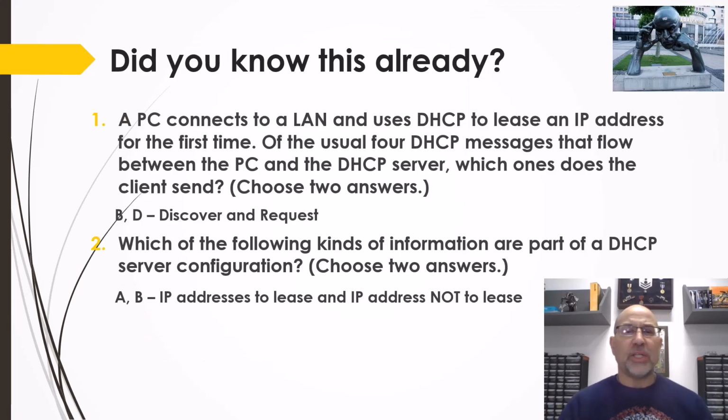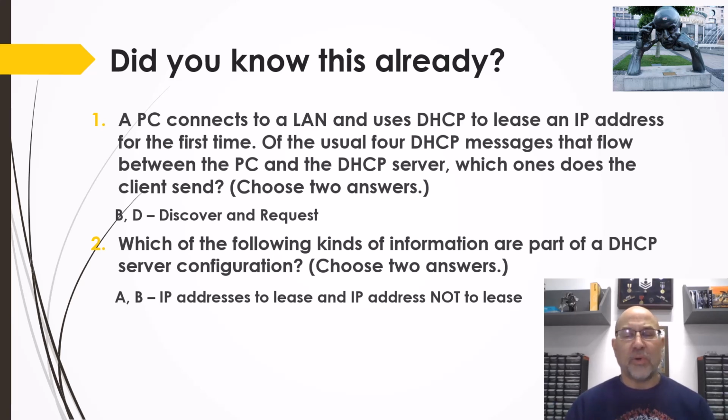All right, our Do I Know This Already quiz. Question number 1. A PC connects to a LAN and uses DHCP to lease an address for the first time. Of the usual 4 DHCP messages that flow between the PC and the server, which ones does the client send? Well, we know that right off the bat. It's the discover and then the request after the server comes up with an offer.